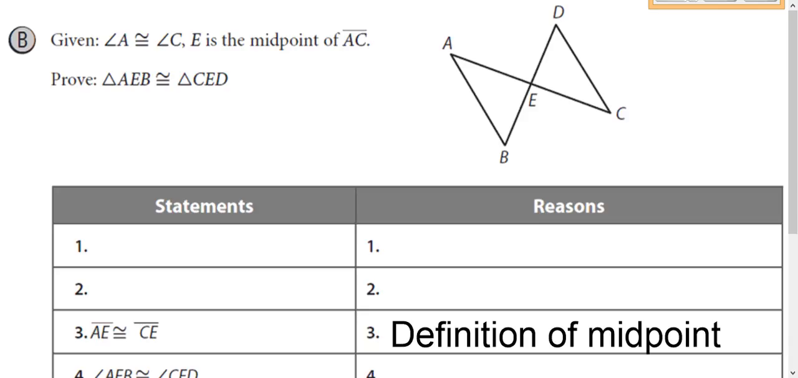So for our next proof, we're given angle A is congruent to angle C. So we're going to write it. And we wrote that because it was given. We're also going to mark it in the figure. Angle A is congruent to angle C.